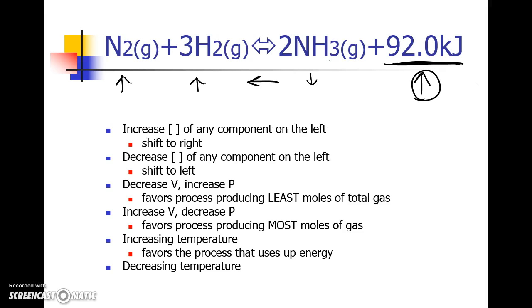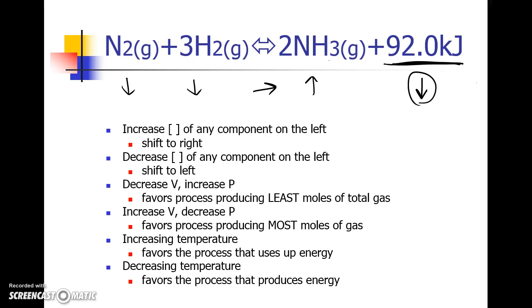And then if we decrease the temperature, very similar thing. If we bring this down, it's going to say, hey, wait, we're taking away heat. I need to shift this direction. I need to make more ammonia. And in that case, those will get used up. So it'll favor the process that produces energy.